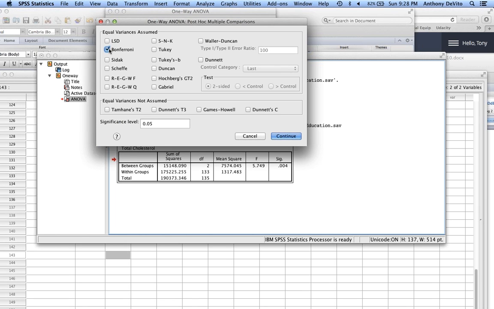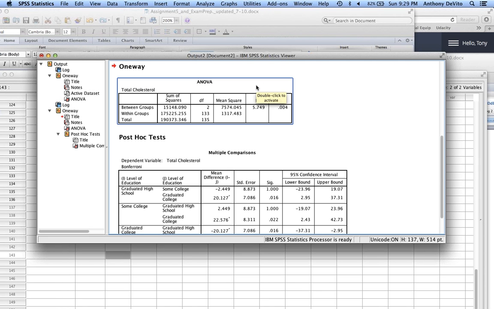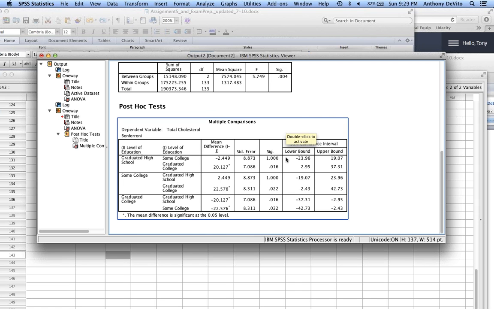You could use least squares, Bonferroni, or Tukey. Those are probably the three most commonly used. For the purposes of the homework, I suggested that you use Bonferroni. They're all calculated similarly, but slightly differently, so you may get slightly different results from them. I'm going to click Continue, and now I'm going to click OK. It's going to repeat the analysis of variance, but this time it's going to run those additional tests. Notice we have the same result here.